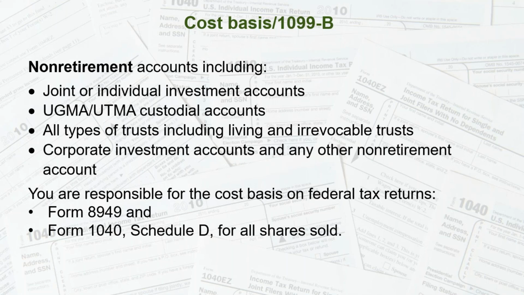On your federal income tax return, you are responsible for reporting your cost basis information on your Form 8949 and Form 1040, Schedule D for all shares sold. Some brokers, including Folio Institutional, may prepare the 8949 form for you. In this case, you'll need to print the Form 8949 and attach it to your tax return.